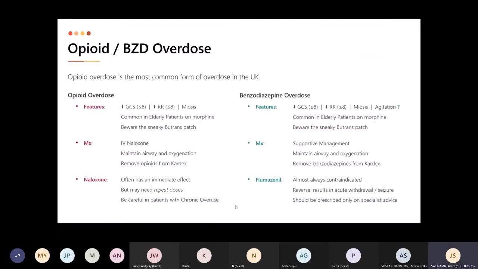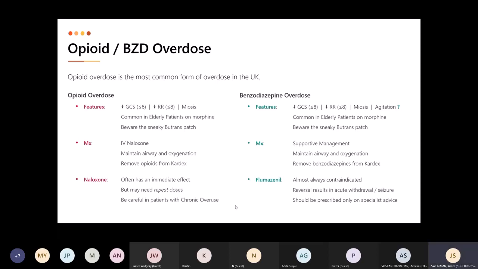In terms of overdose, opioid overdose is the most common form in the UK, which is why you all know the management inside out. The features of opioid overdose are a classic triad: low GCS, less than 8, low respiratory rate, less than 8, and miosis, although you can get mydriasis in opioid overdose as well, but miosis is more common.